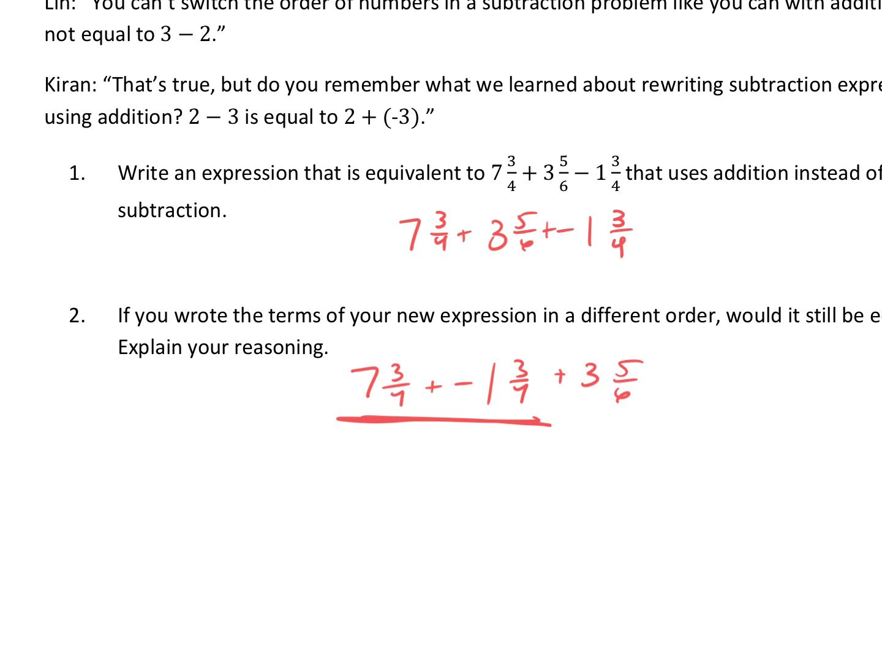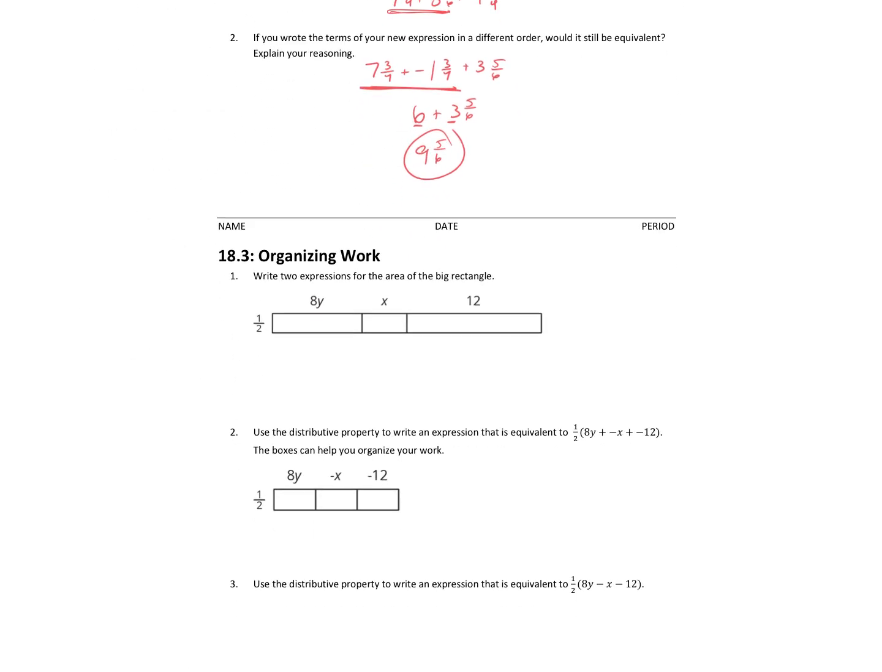7 minus 1 is 6, and then 3/4 minus 3/4 just cancels out. So you're just left with 6 plus 3 5/6. And then here, because it's addition, I can just add the 6 and the 3 to make 9 5/6. A whole lot easier than if we had first added these two and then subtracted. So reworking the problem sometimes makes it a little bit easier to solve. All right, next activity.